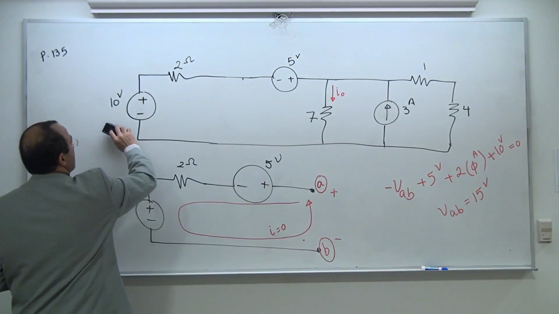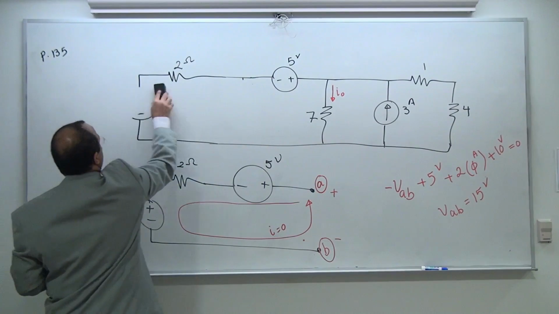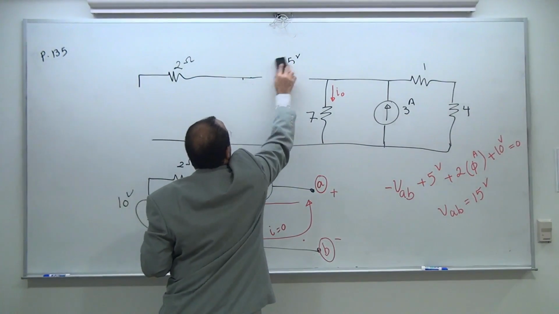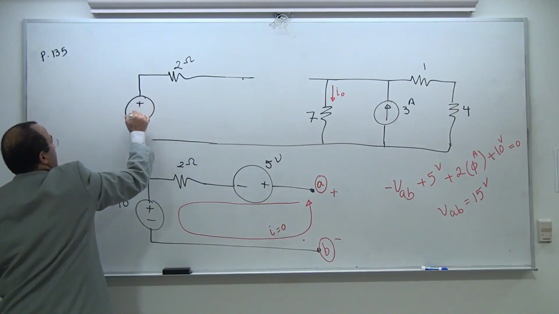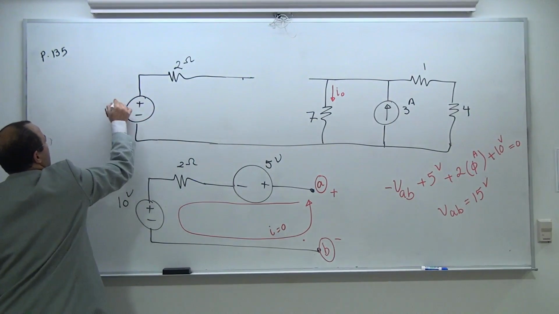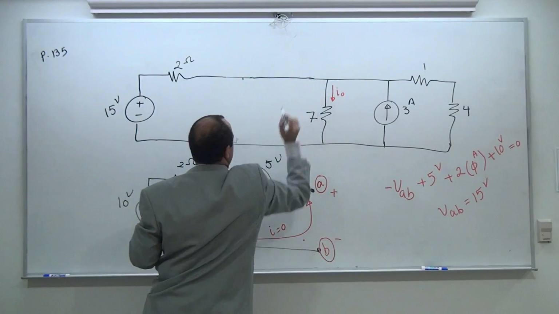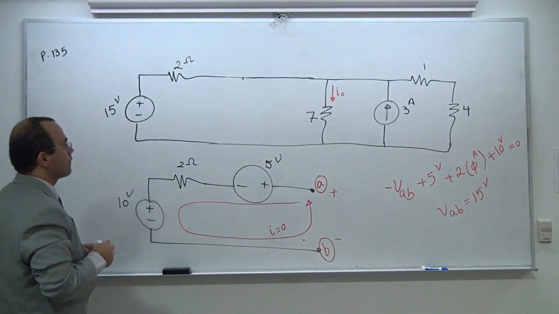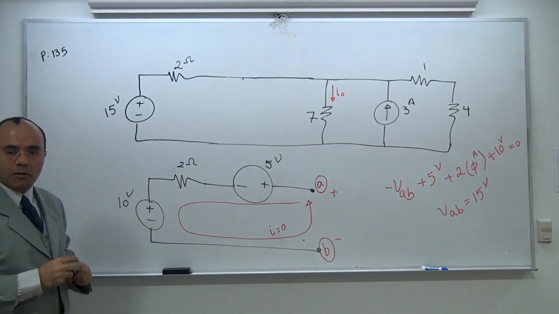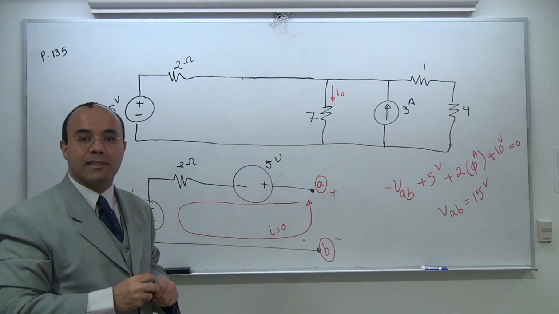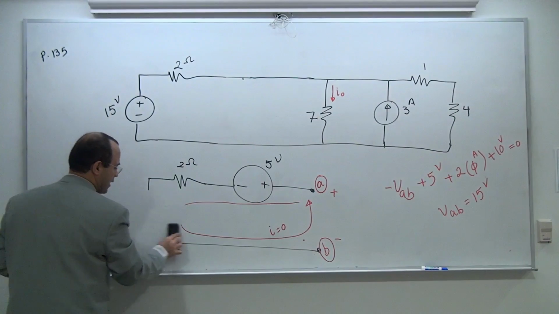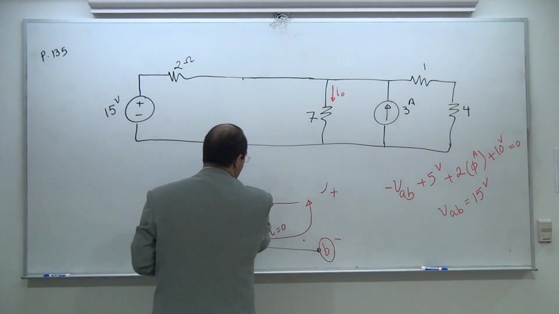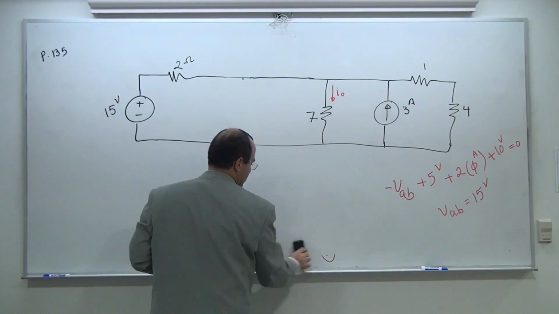So let's see. I'm going to remove this. The 2 ohm, of course, is going to remain. This one is going to be plus minus 15 volts. Okay. I'm still in trouble because I intended to have everything in parallel and I don't. So I want to have everything in parallel. Let's take a look. What is my next move?